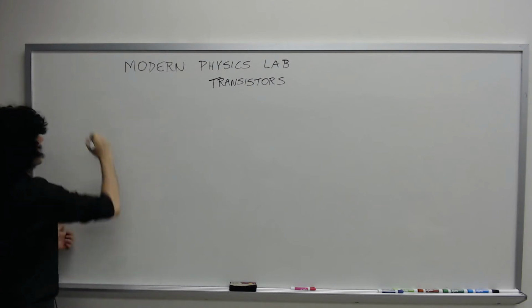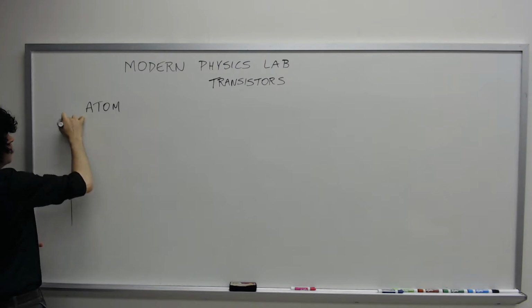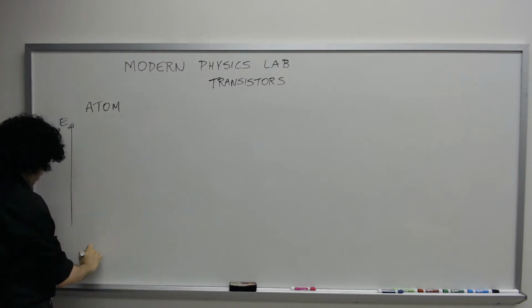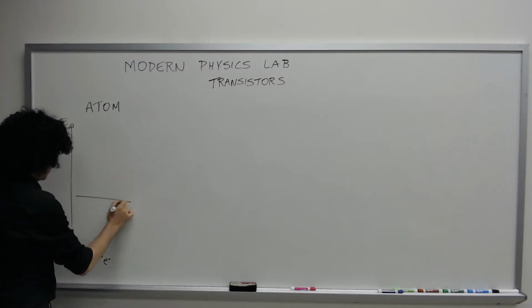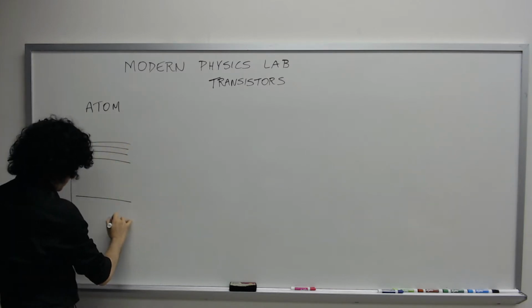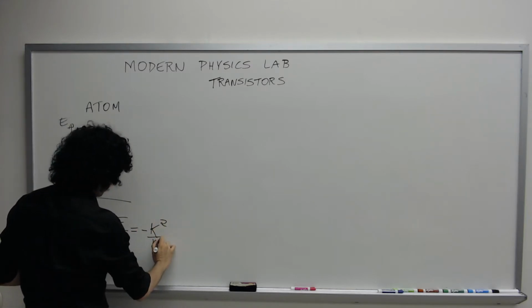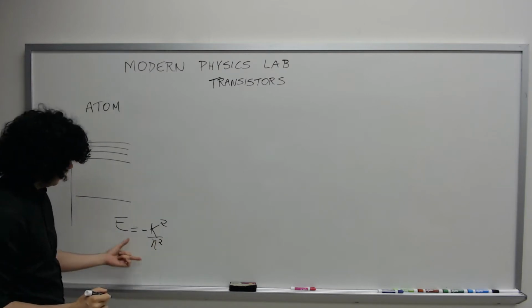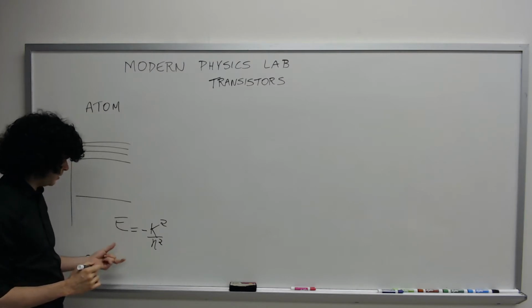So you know that in an atom, the energy levels of electrons in an atom. For example, if you have a hydrogen-like atom with a proton and an electron here, the energy levels grow following this relationship: minus k squared divided by n squared. You can show this by spectroscopic measurements, and you will do this later in the course.